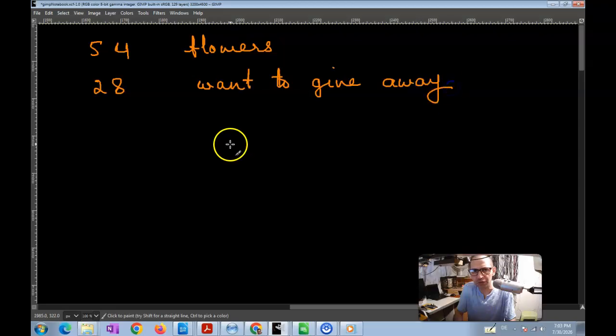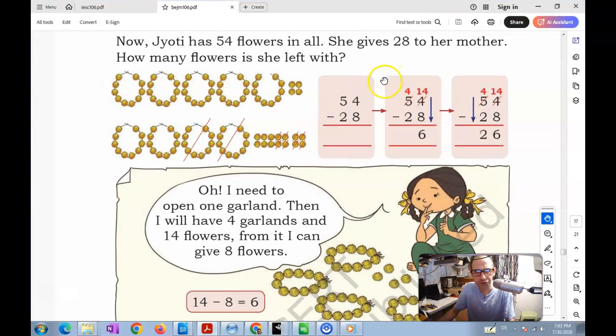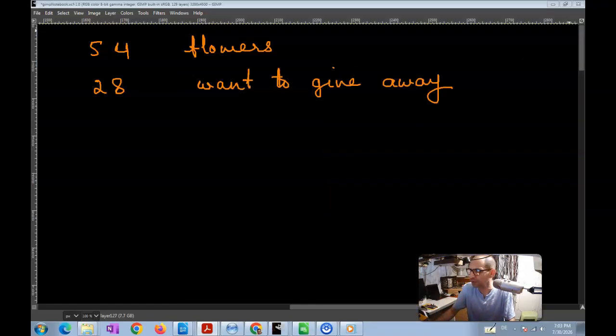I want to give away 28 of them. So how do I do that? Again, I could use essentially the same model that has been used over here, meaning the model of, of course, flowers. You can use essentially the box model as well. There is no problem with that.